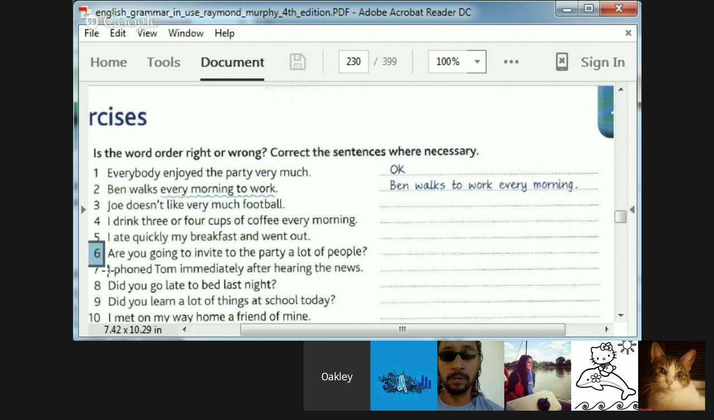Okay, Mustafa, number 6. Ooh, a question. Okay. Just a second. Are you going to invite to the party a lot of people? Are you going to invite a lot of people to the party? Would be better. That's right. Because again, above all, the fundamental rule we're learning today is if there's a direct object, it needs to go with the noun. And that direct object is a lot of people. Right. Absolutely. It would have to be that way. Okay. Very good.